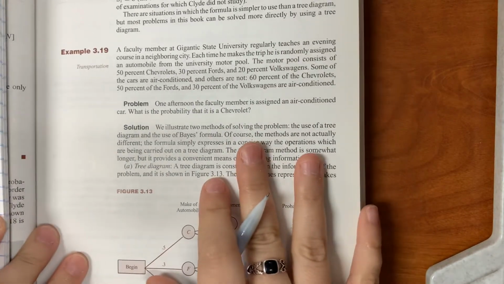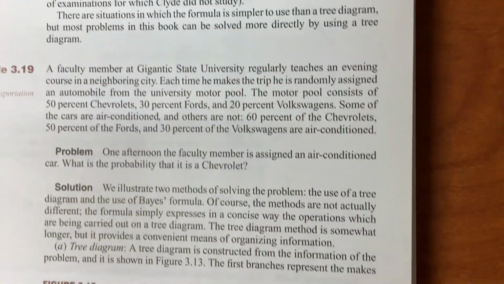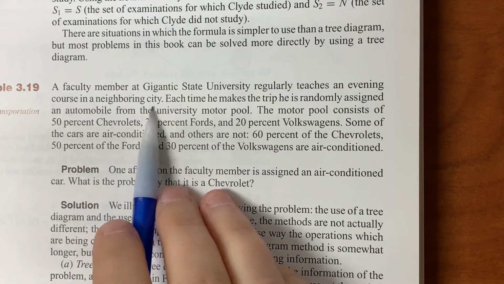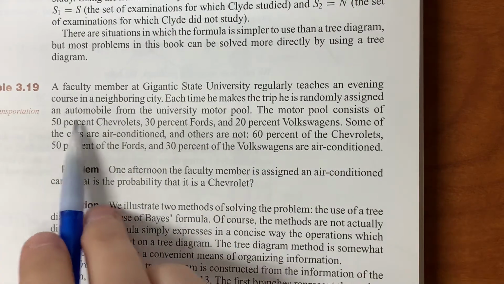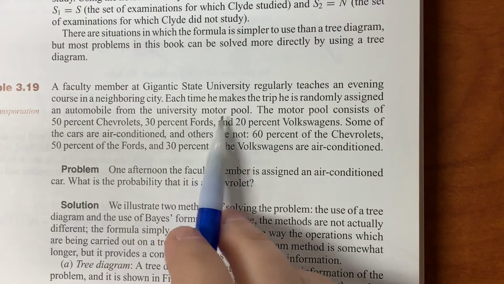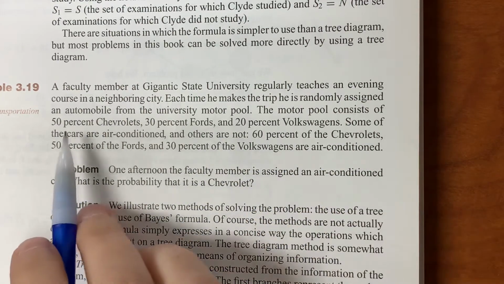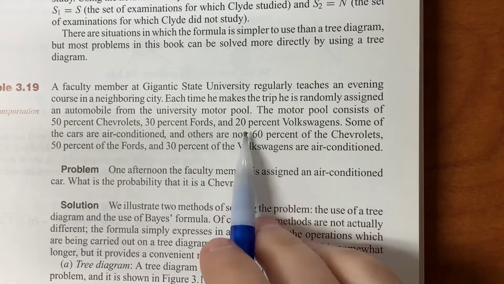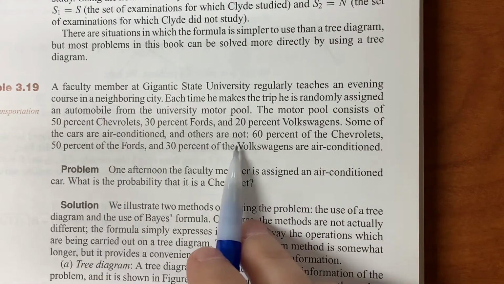Okay. Example 3.19, a faculty member at Gigantic State University regularly teaches an evening course in a neighboring city. Each time he makes the trip, he is randomly assigned an automobile from the university motor pool, because they have those. The motor pool consists of 50% Chevys, 30% Fords, and 20% Volkswagens. Some of the cars are air conditioned and others are not.